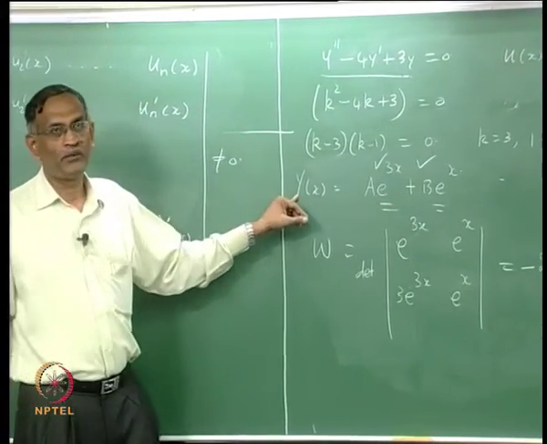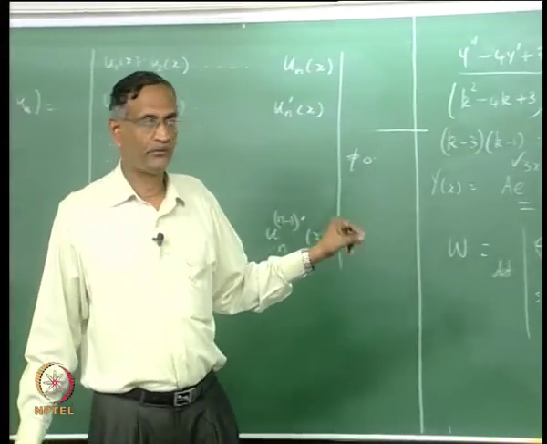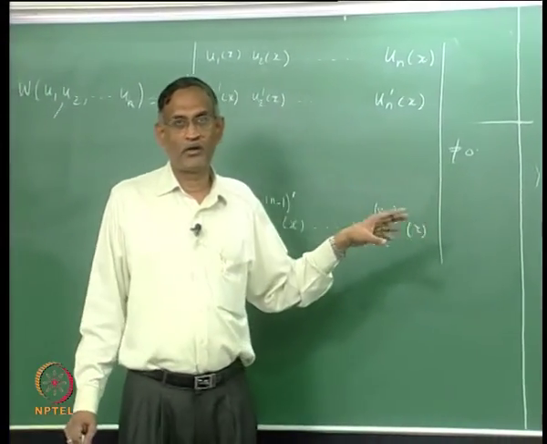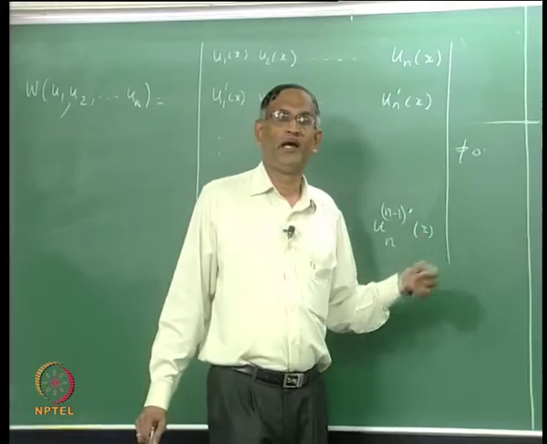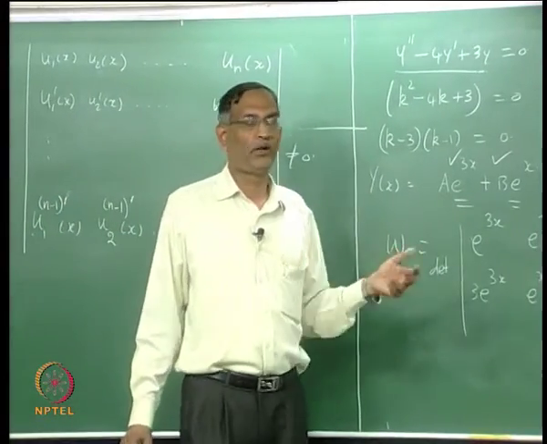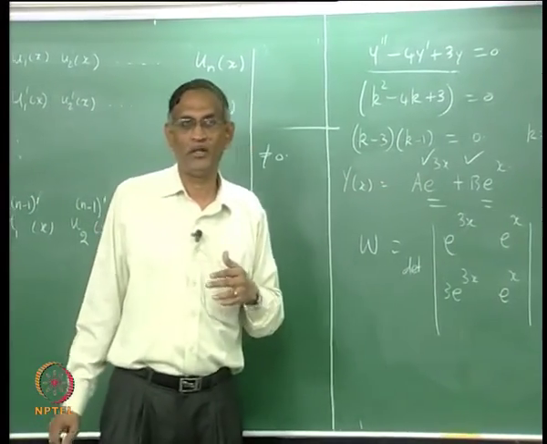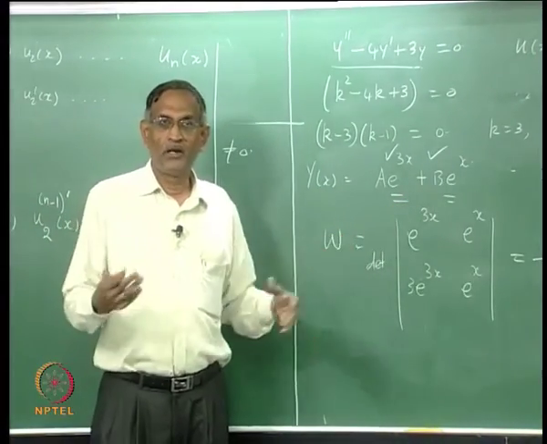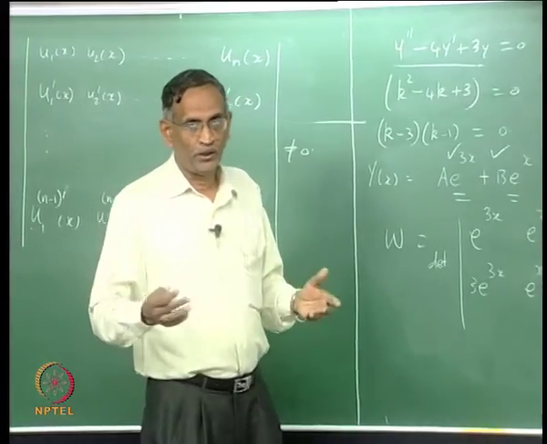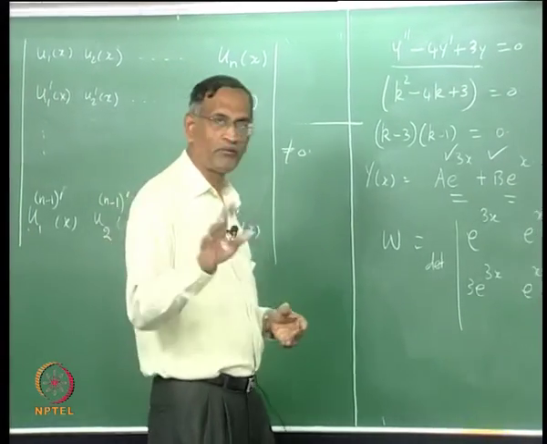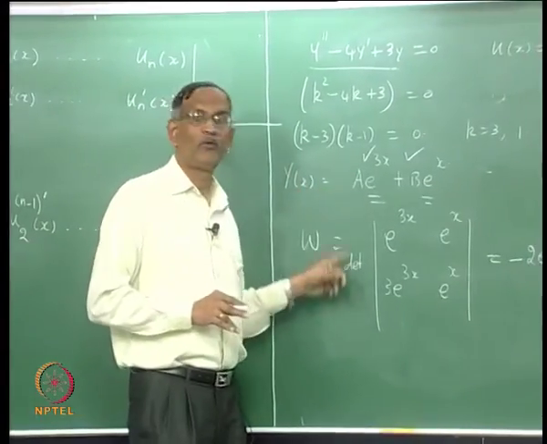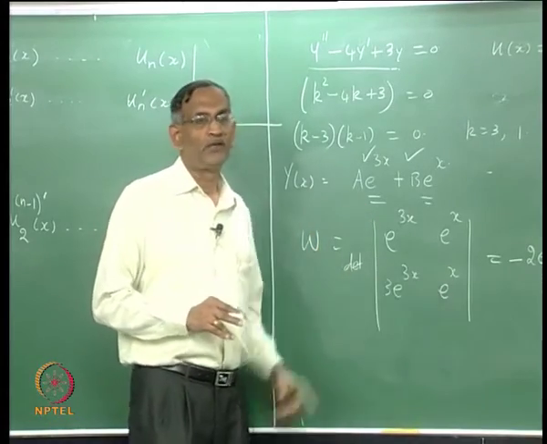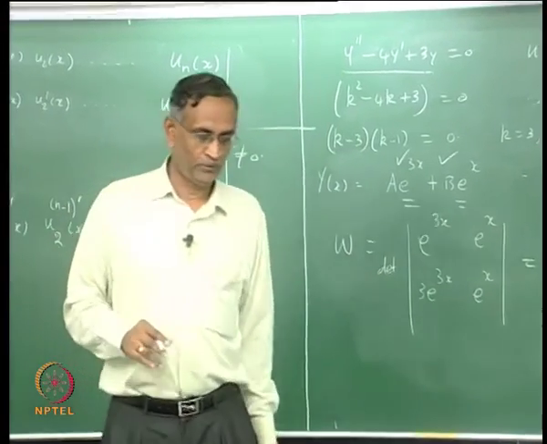That we can determine if we know two conditions on y, or one condition on y at a particular point and its derivative at the same point. If we know that, then we can in principle find a and b. Therefore, a and b are arbitrary until you put in the boundary conditions or the initial conditions, whatever that may be. You need two conditions to determine a and b, but the solution is linearly independent, okay.